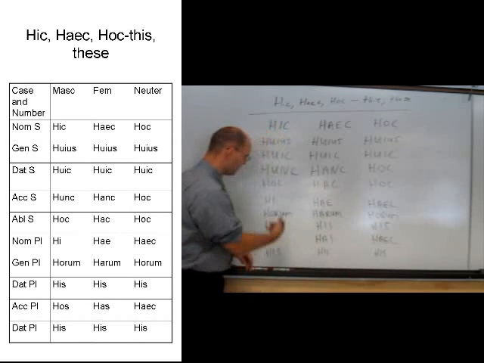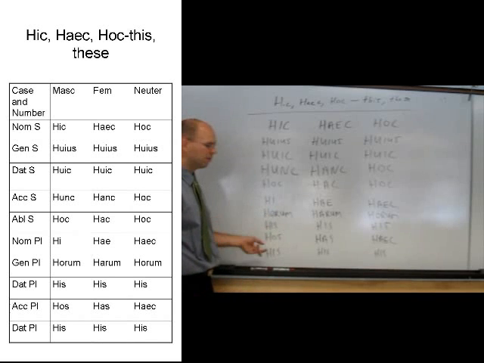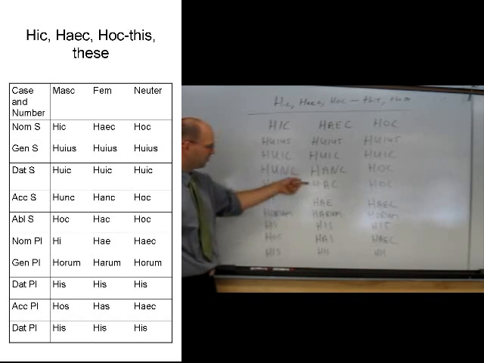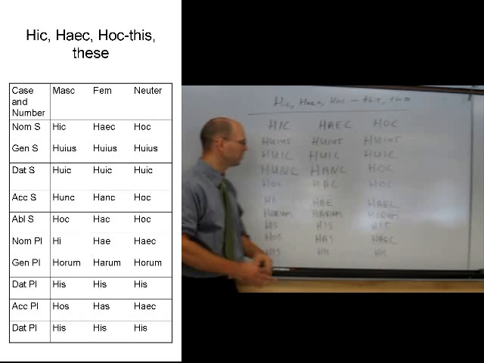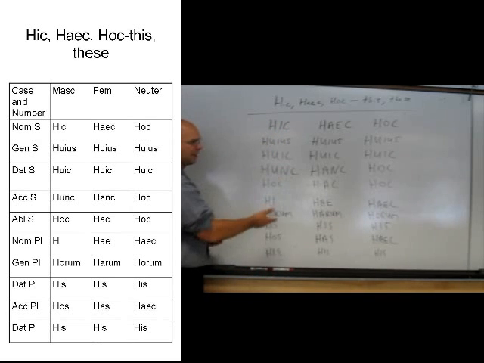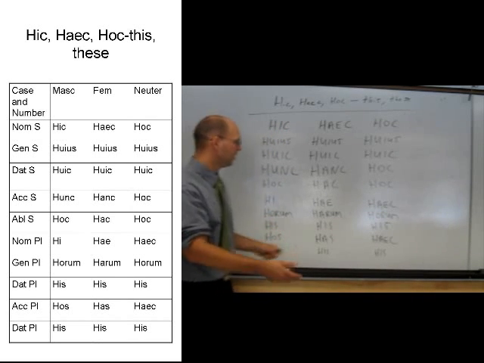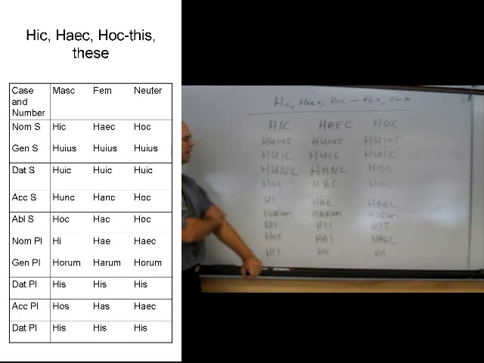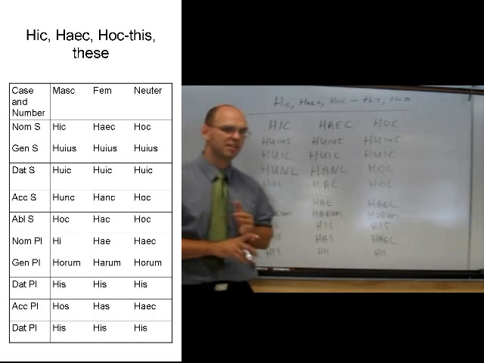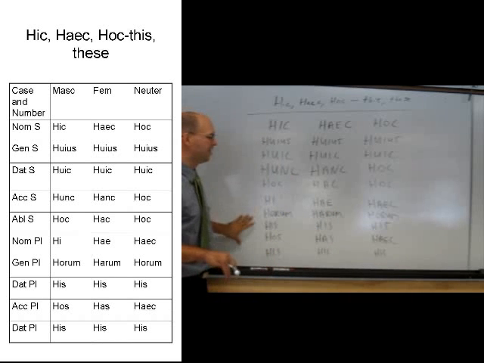So this would be the same as if you were doing puer, puella, and this would be like oppidum except for the nominative and the accusative. So once you get through the singular, the plural is not as bad. All you have to remember is hi and hae, and then you're okay. So this is not as bad. And it means this in the singular and these in the plural.